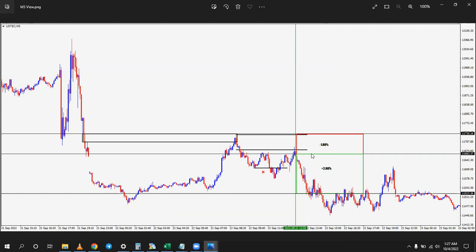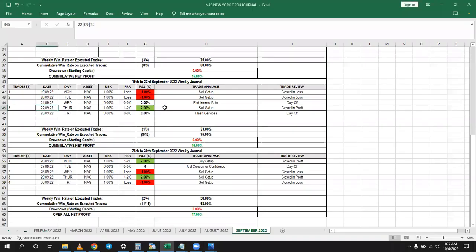So now this entry was placed before the open, basically. It was a clear setup. So if you see a clear setup, you can place an early entry a few minutes to the open. It's still very valid. So that day we closed in profit.